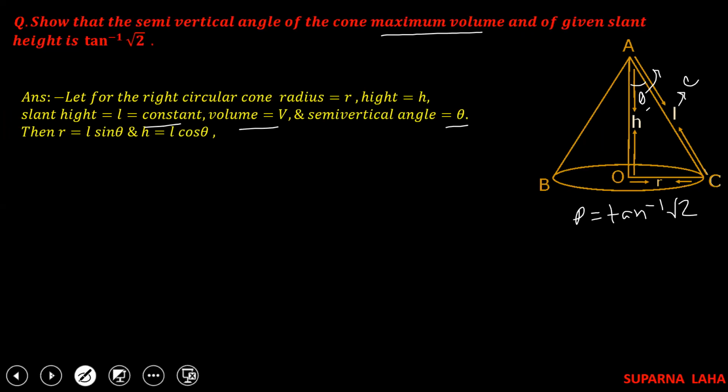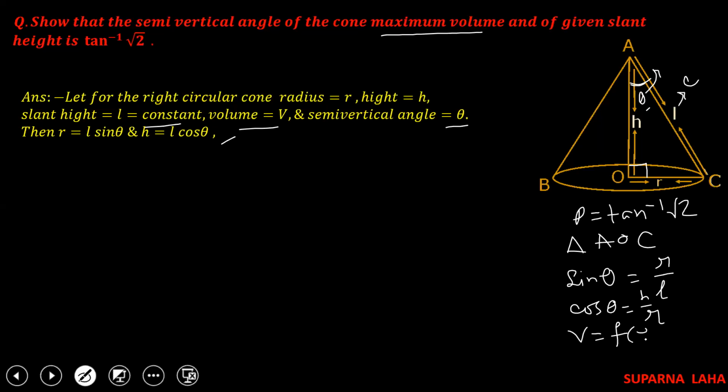Now, from this triangle AOC, this is the right angle, and this angle is theta. So I can write sine theta is r upon l, and cos theta is h upon l. So from here I can establish the relation between r and theta and h and theta. Since we need to find this value of theta, we need to convert this volume into the function of theta.